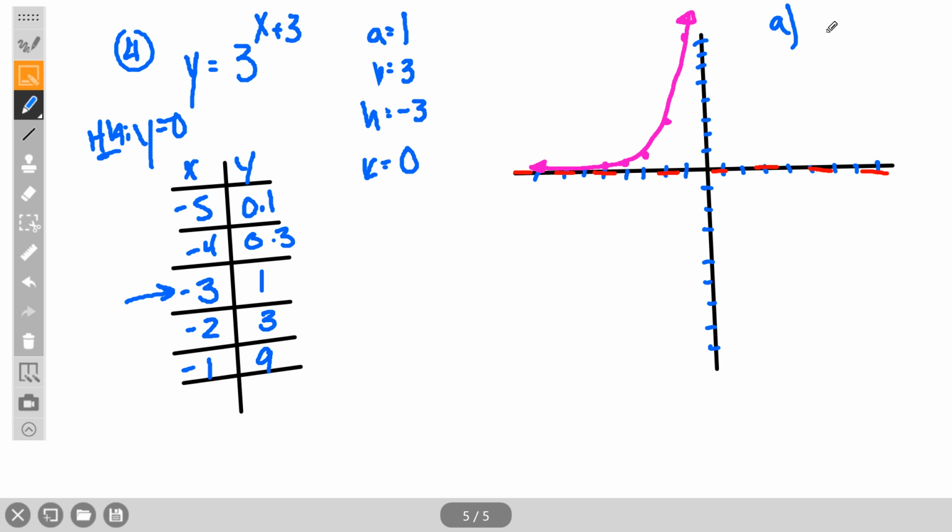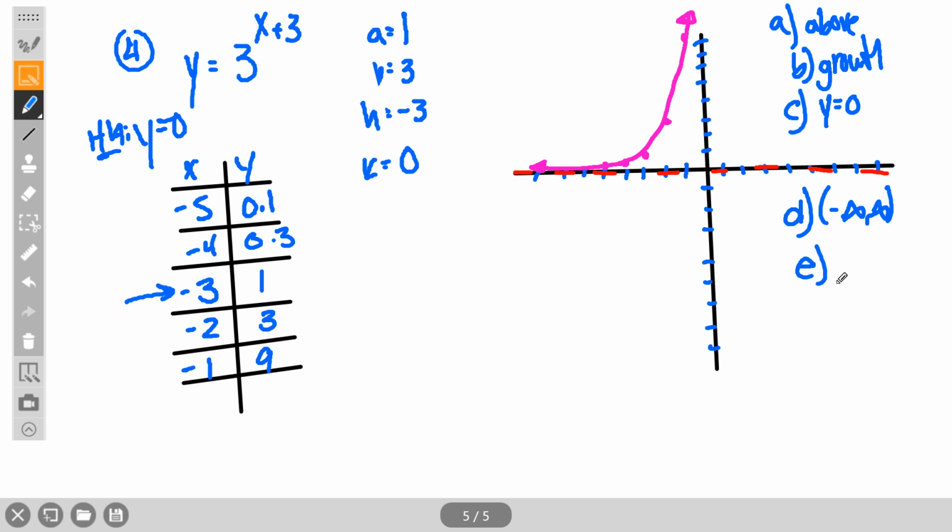Letter A, this is above the asymptote. Letter B, this would be growth because it's above the asymptote and it's going up, so that's growth. A is positive and B is larger than 1. C, the asymptote is 0. D, domain is always -infinity to infinity. E is the range, so it's going up from the asymptote, so that's 0 and then up to infinity. And then F would be my graph, which is right here.